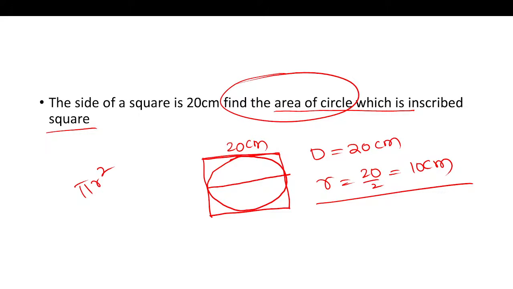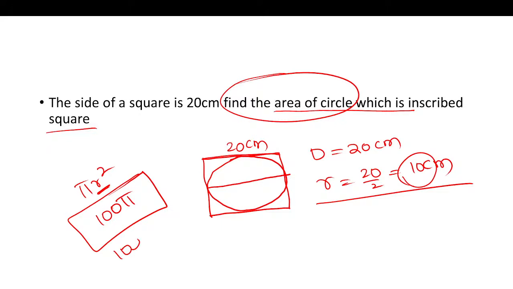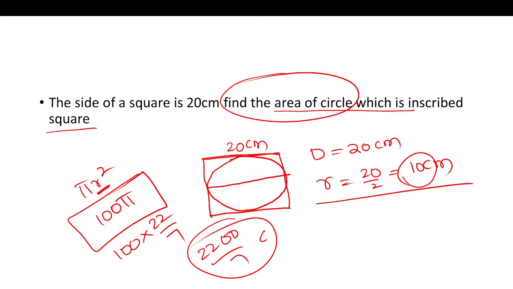What is the area of the circle? Pi r square. And what is the r value, the radius? 10. If you substitute, 10 square is nothing but 100 pi. So you can say 100 pi or even 100 into 22 by 7. Approximately you can calculate and tell me the answer. Comment your answer.